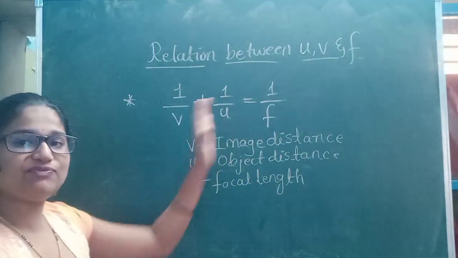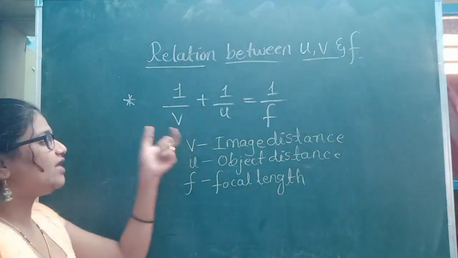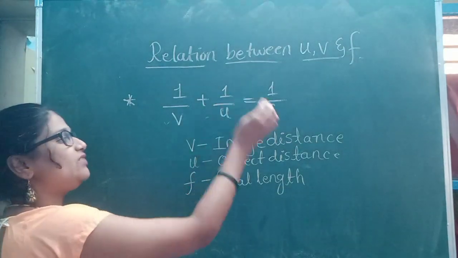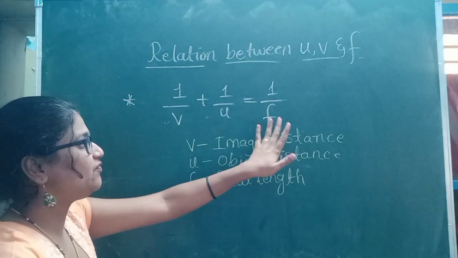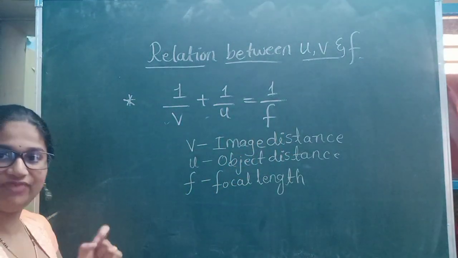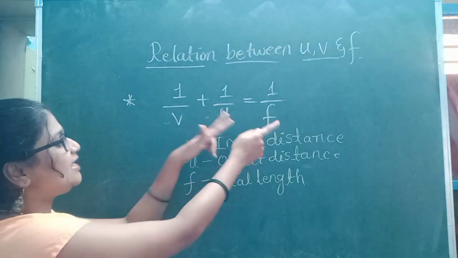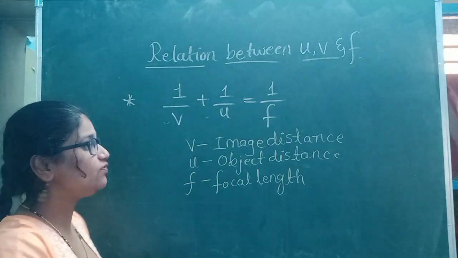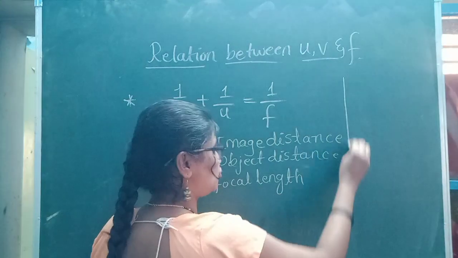So using this formula, we can calculate when any two values are given. If v and u are given, we can calculate f. If f and u are given, we can calculate v. If v and f are given, we can calculate u by mathematical operations. Which are the mathematical operations? I will just show you.